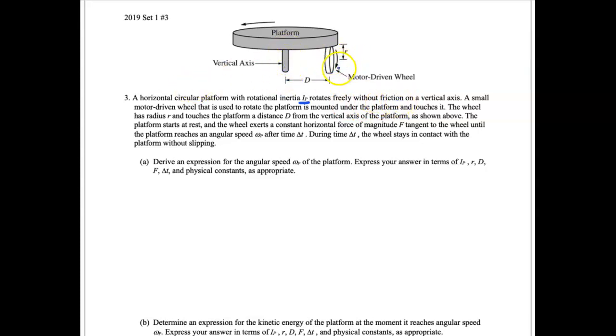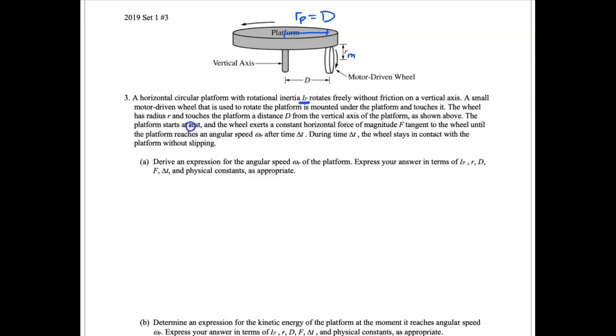We have a small motor-driven wheel, and you'll see that right here. It has a radius r, and it is a distance D from the platform. So right off the bat, we know that from the center of this platform over to where the wheel is touching it underneath, that is the radius of the platform, and that's equal to capital D. So this would be the radius of this little motor-driven wheel. So I'm going to put a little m on it because I think that'll help as you go through and take a look at it.